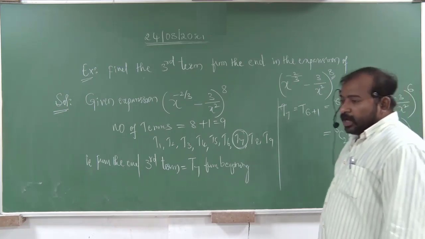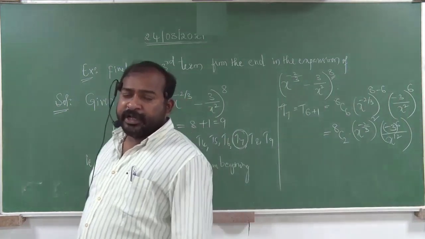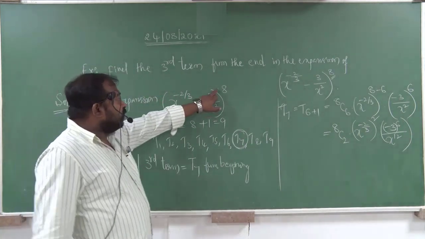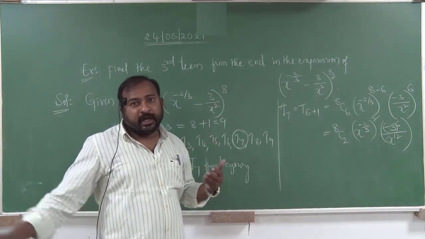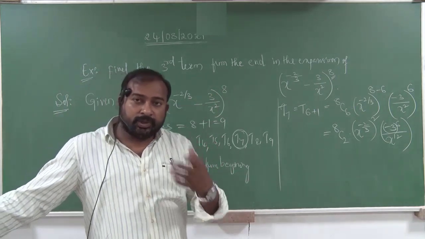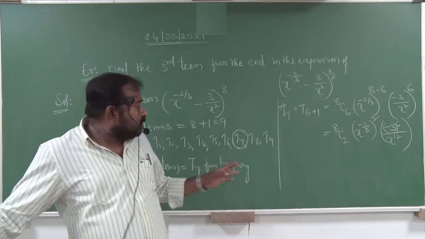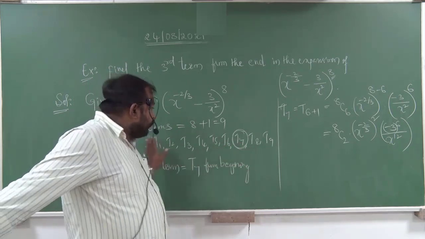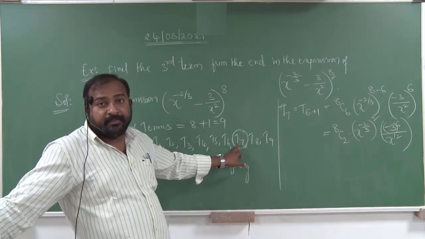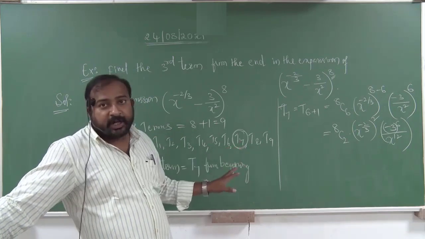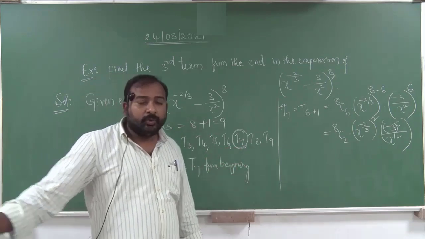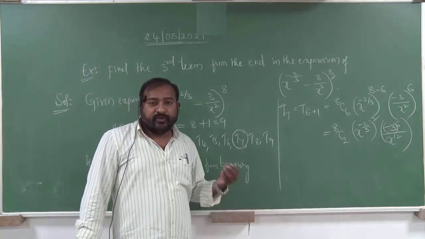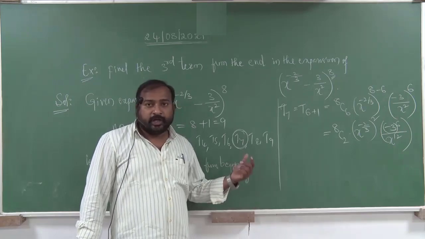So whenever they ask from the ending, it is simple only. From the given n value, we know how many terms are there. Basing on those terms, the third term from the ending is nothing but the seventh term from the beginning. So you have to observe like that. After observing that, simplify, you will get the answer. I hope that this is clear for you. So first of all, how many terms are there? You can cross check, you can do it.